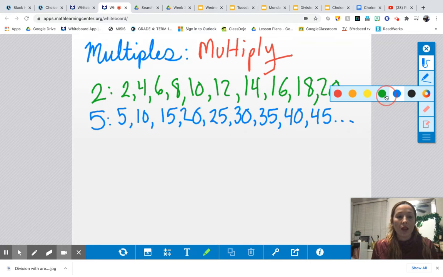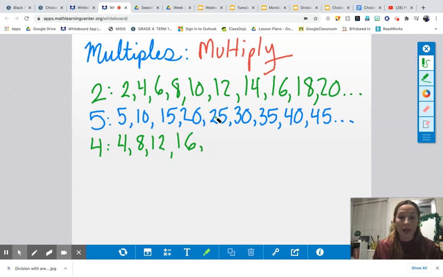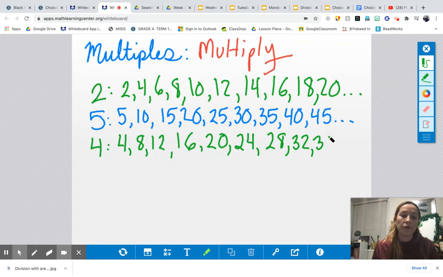So give this a try. Let's find some multiples of 4. So always the first multiple of any set of numbers is the number itself. 4 times 1. Then you're going to do 4 times 2, which is 8. 4 times 3, which is 12. 4 times 4, 16. Or you can just skip count by that number if you know how. So 4 times 6, 4 times 7, 4 times 8, 4 times 9, 4 times 10, and so on forever.